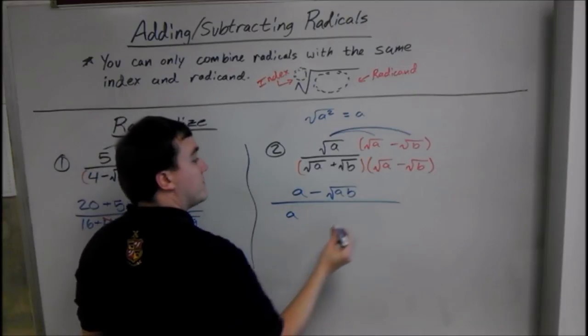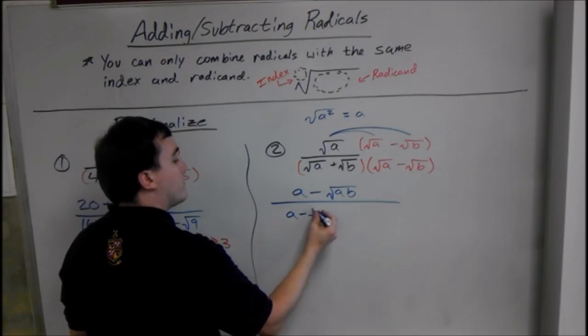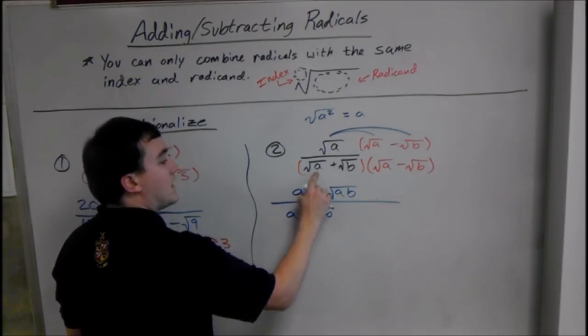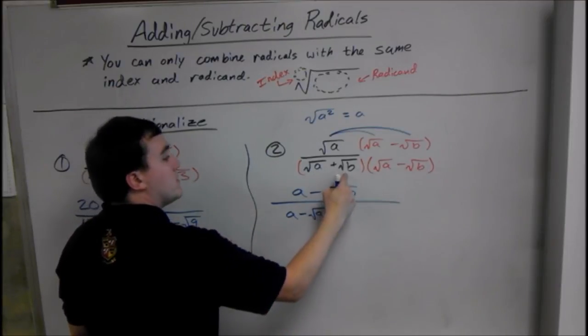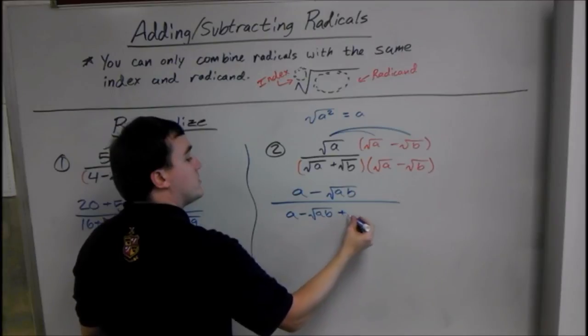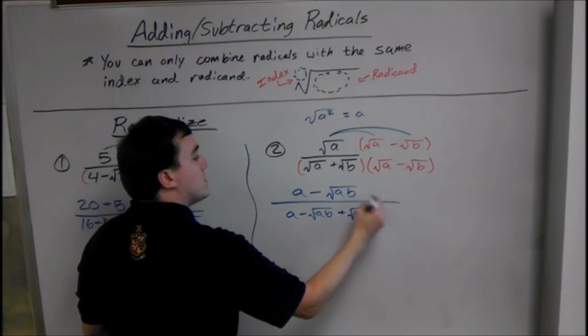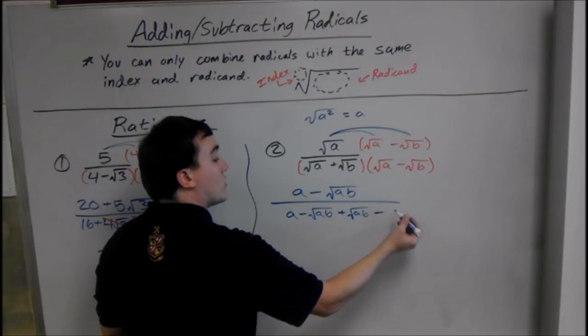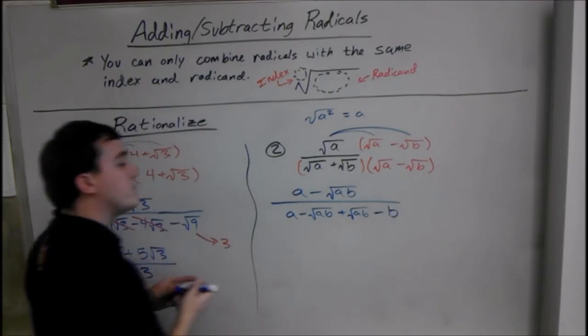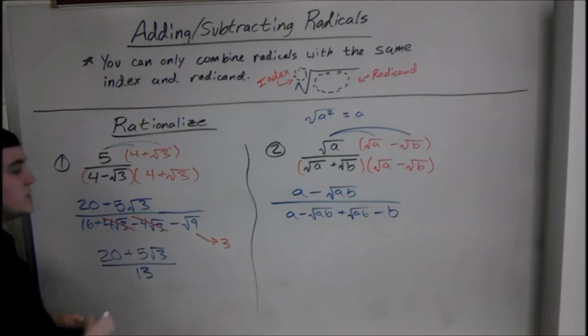Square root of a times negative square root of b is negative square root of ab. Same root, you can multiply them, just multiply the insides. A times B, AB. Square root of B times square root of A is plus square root of AB. And then square root of B times negative square root of B is minus square root of B squared, which is just B. These cancel.